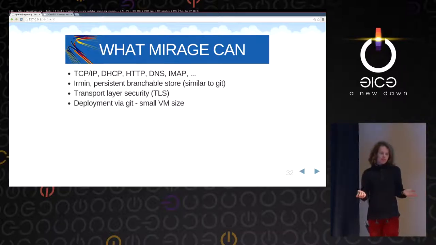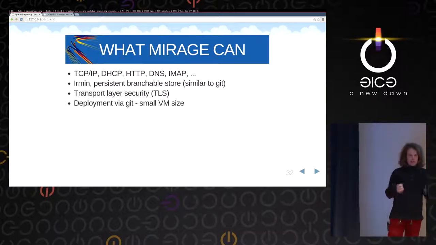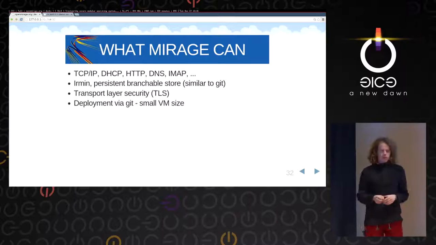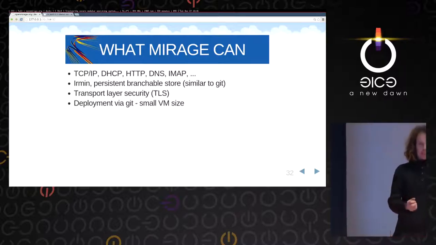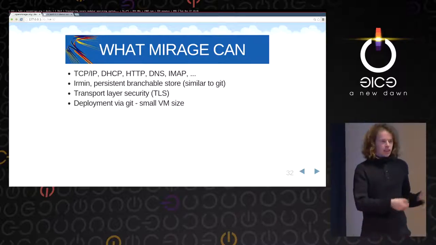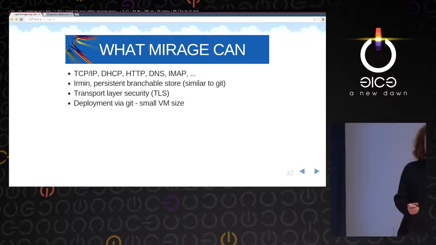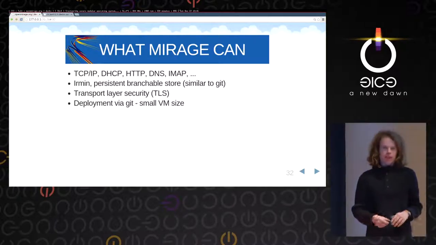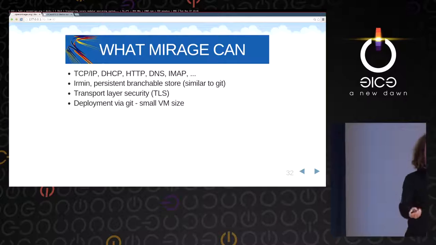Then we have transport layer security, a TLS stack. And since Mirage virtual machines are so small, I mean, they are 2 megabytes small or so, we can just do the entire deployment via Git and via GitHub and just store the small blob inside of GitHub. And that is also great, because if it breaks at runtime at some point, we can just do a binary search, like in Git, what broke it. And inside of Git, we have this small binary blob. But that is all which is needed. There's no external configuration and so on.